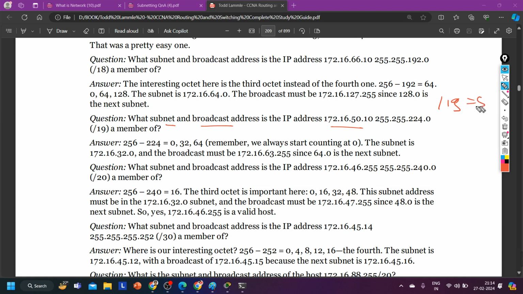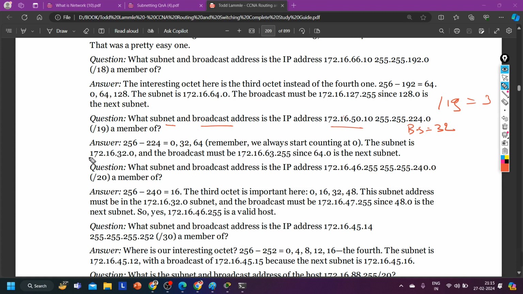How many bits have I borrowed? 3 bits. Correct. Okay, so the block size is 32. Then everything is clear now, right? Now we can design the network. 32 means our network address is 172.16.32.0.